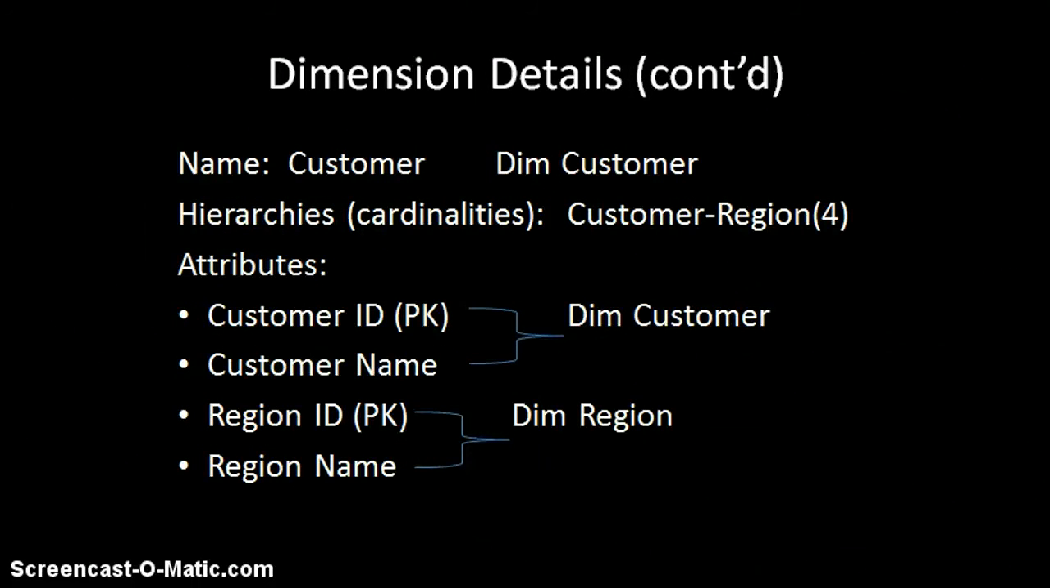Then moving down, we have the name of the next one, which is customer. The hierarchies, we had customer and then region, roughly 4 different types of regions. We have the attributes for dim customer, which are customer ID, which is the primary key, and customer name. And then we have dim region, which consists of region ID and region name.